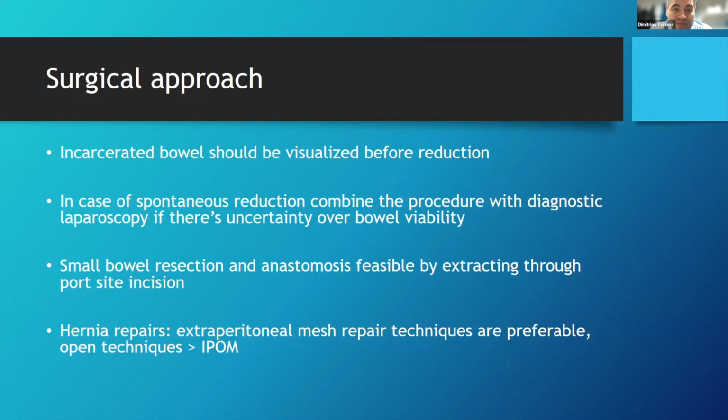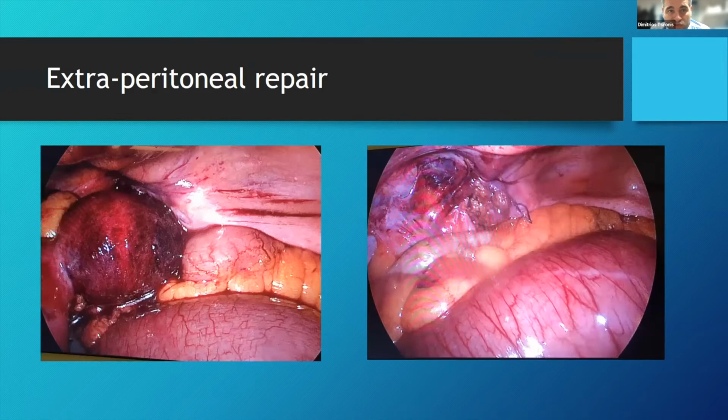If you want to use a mesh in the conditions where we're doing hernia repair, extraperitoneal mesh repairs are favorable. But if you cannot do an extraperitoneal mesh repair technique, then open techniques are gaining more space back compared to intraperitoneal mesh repair, because of the complications that intraperitoneal mesh repair has, and it creates a lot of adhesions.